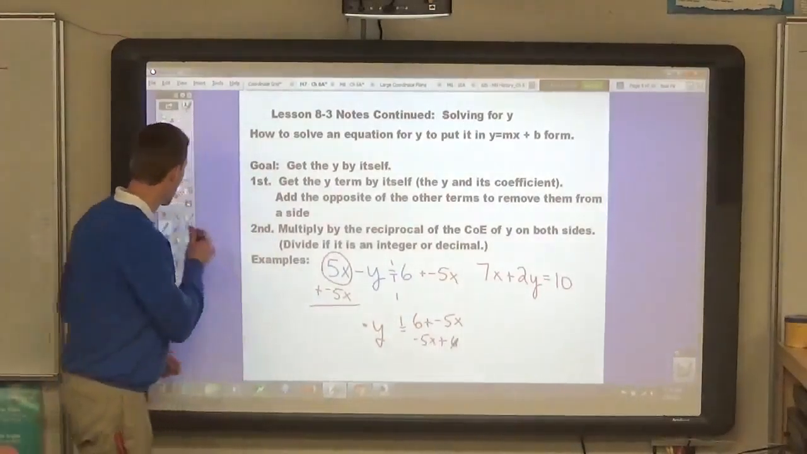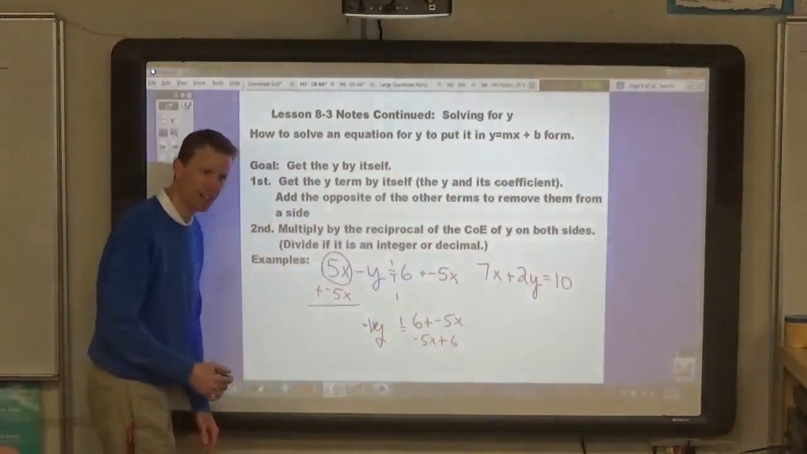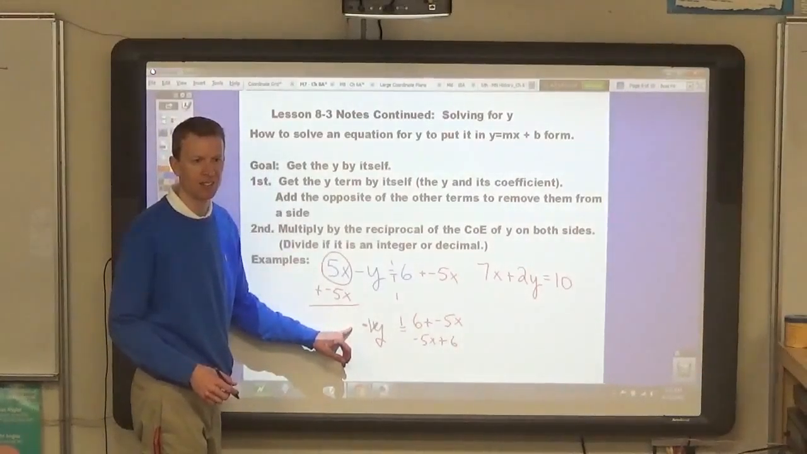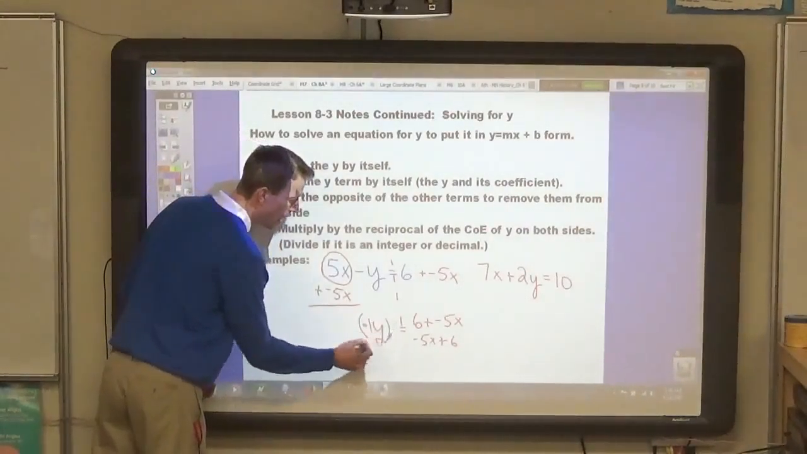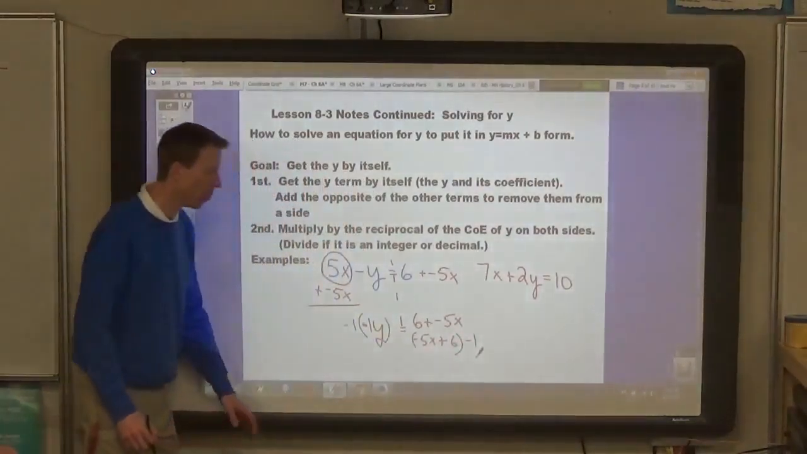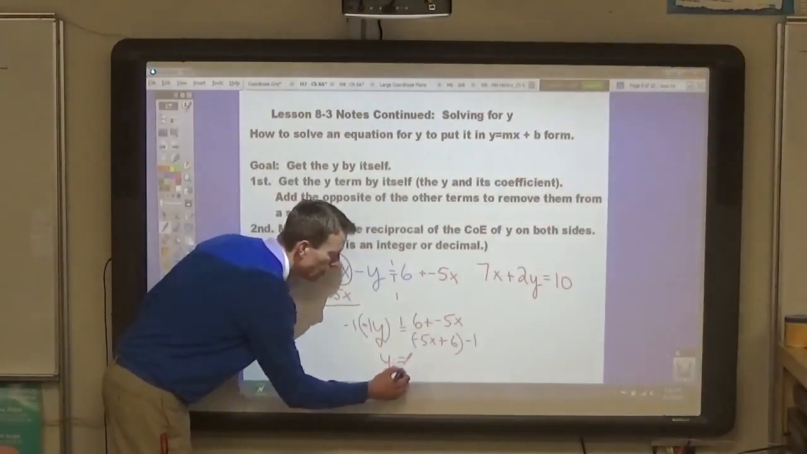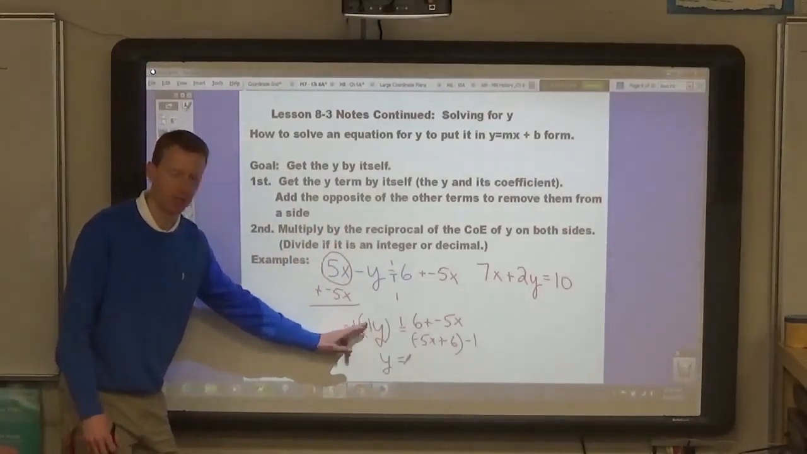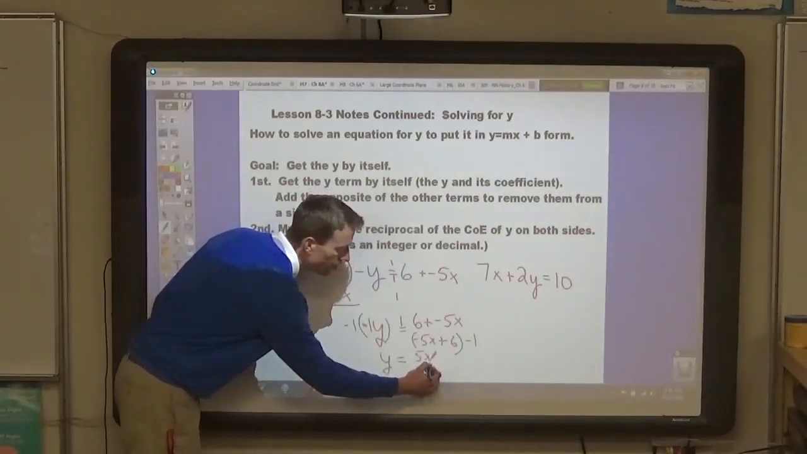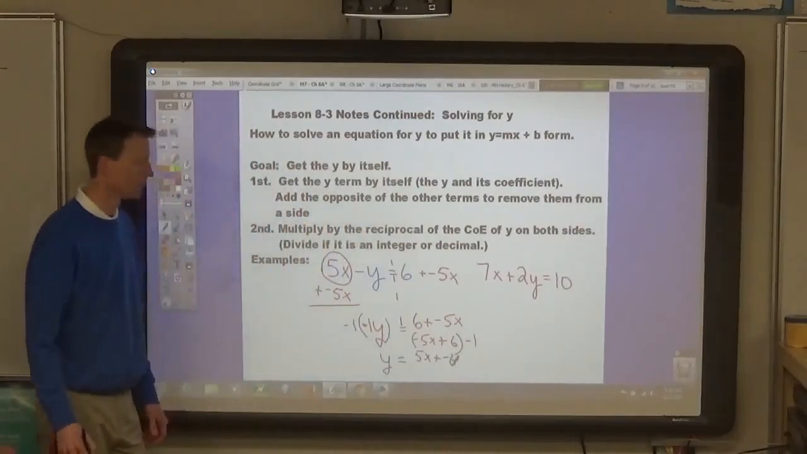Let's finish solving for y. Yeah, that's a negative 1, isn't it? What's the reciprocal of negative 1? Negative 1. So if we multiply it by negative 1, and multiply this by negative 1, or make everything opposite, we get positive y. Could you divide it by negative 1? We could divide it by negative 1 also. Okay? So this is 5x plus negative 6. Okay?